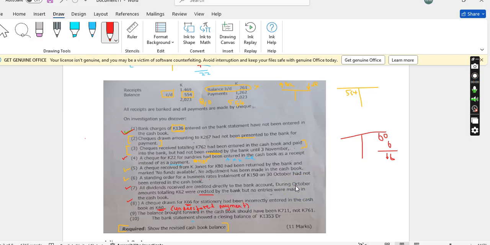So you just credit the 6 kwacha, not the whole 66 kwacha? Madam, this is what will happen if you credit the whole 66 kwacha. Someone has put 60 here, and if you put another 66 here, in total you have put 126. Now you're overstating the payment.